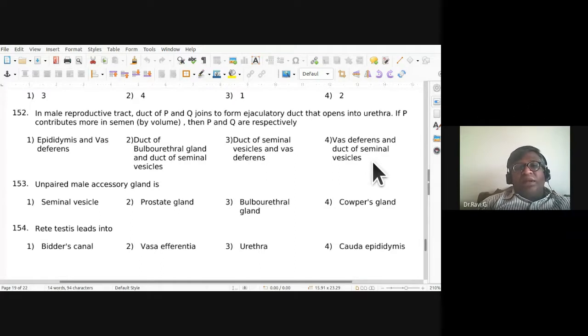Okay, P and Q join, that is vas deferens and seminal vesicles join to form the ejaculatory duct that opens into the urethra. If vas deferens contributes more in semen by volume, then P and Q are respectively vas deferens and duct of seminal vesicles. So, 152nd, which is the correct answer? I find it to be the duct of seminal vesicles because they contribute more in semen. So duct of seminal vesicles and vas deferens is the answer. So third, C, is the right answer for this 152nd.